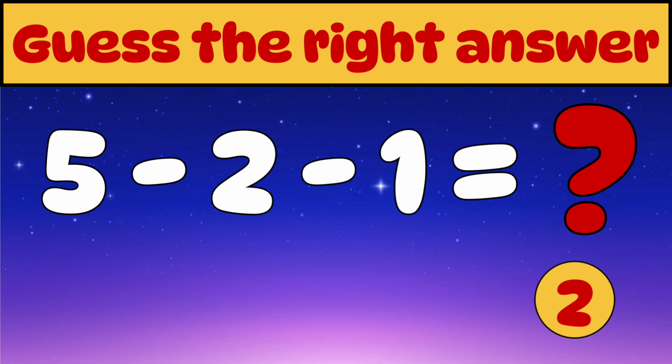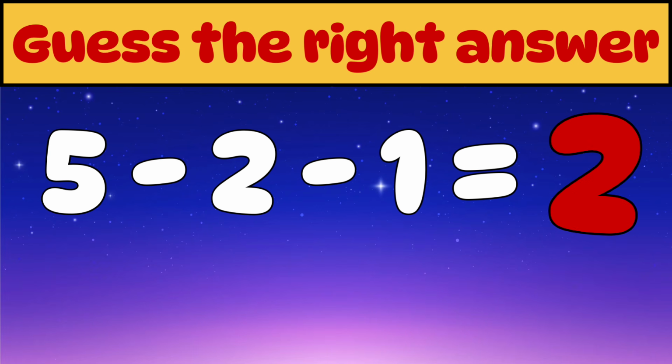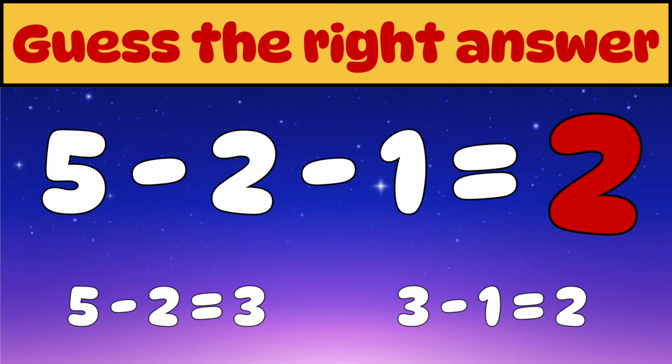The correct answer is 2. Let's solve it step by step. 5 minus 2 equals 3, 3 minus 1 equals 2.